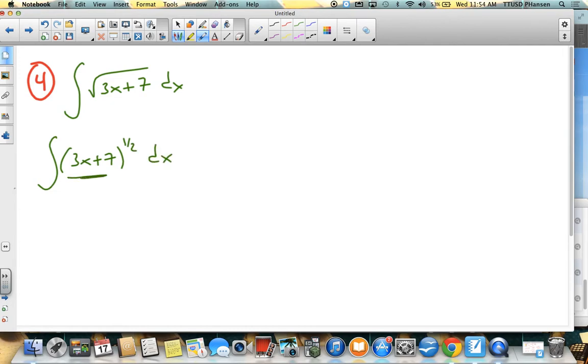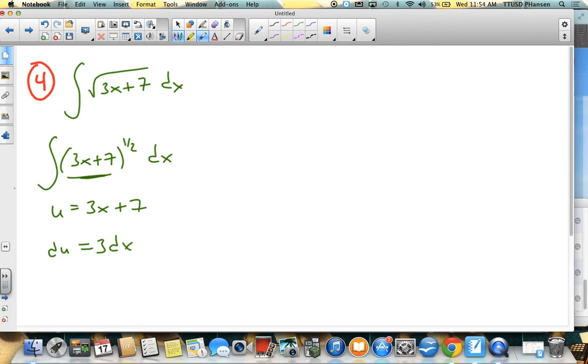Now, my only chance for u is right there. u equals 3x plus 7. I'm going to just write the du dx as separate right now. So I'm taking the derivative with respect to x, and that becomes 3 dx. This time I just didn't write the dx underneath the du, and then the next step move it over. I'm just going to write it as du equals 3 dx.